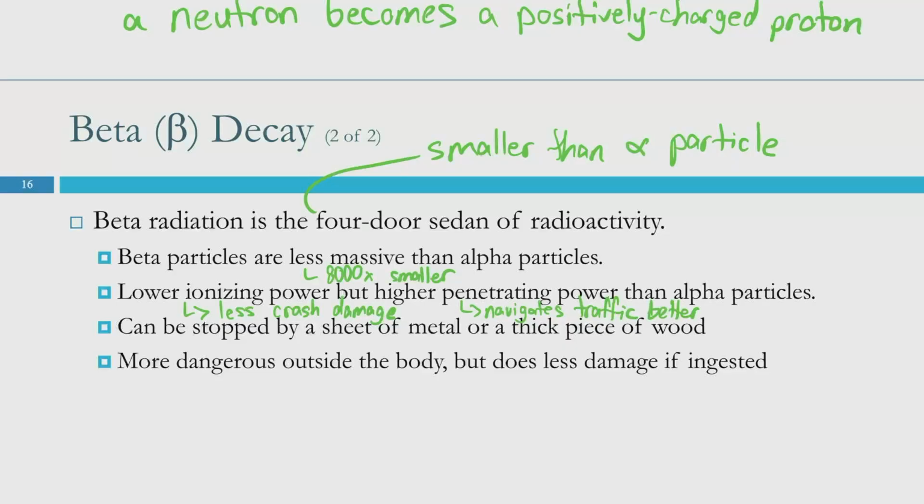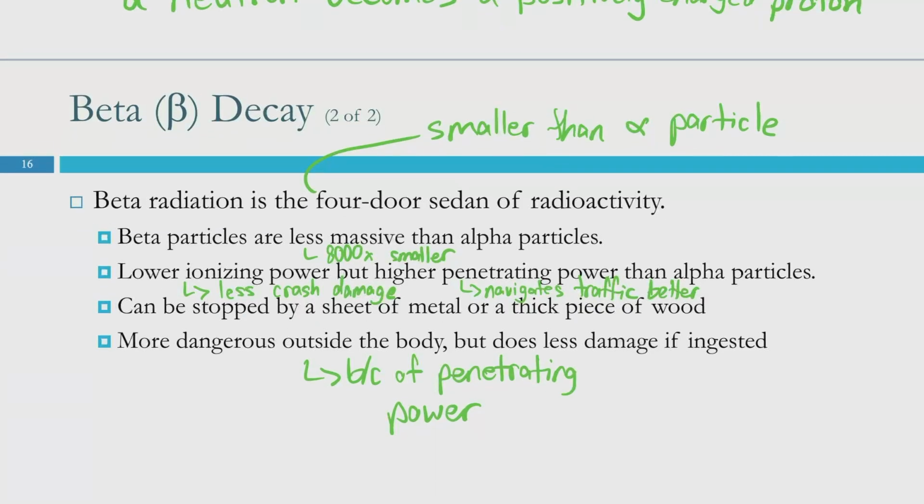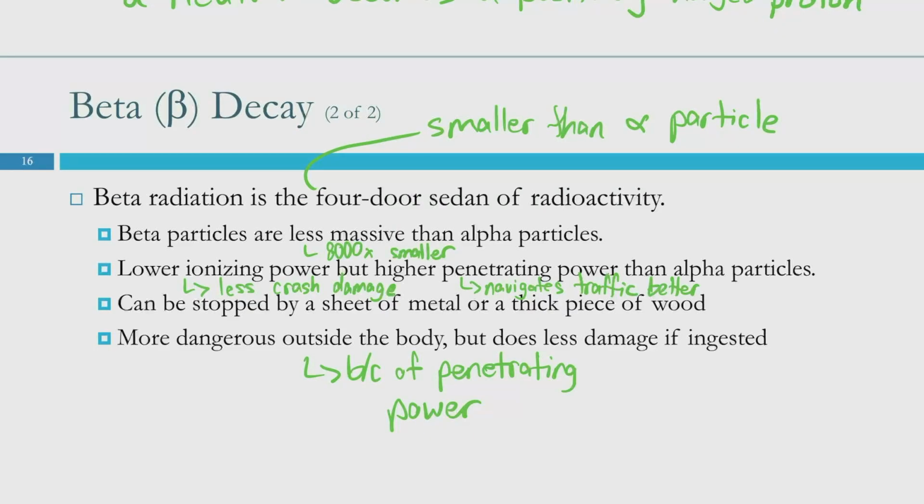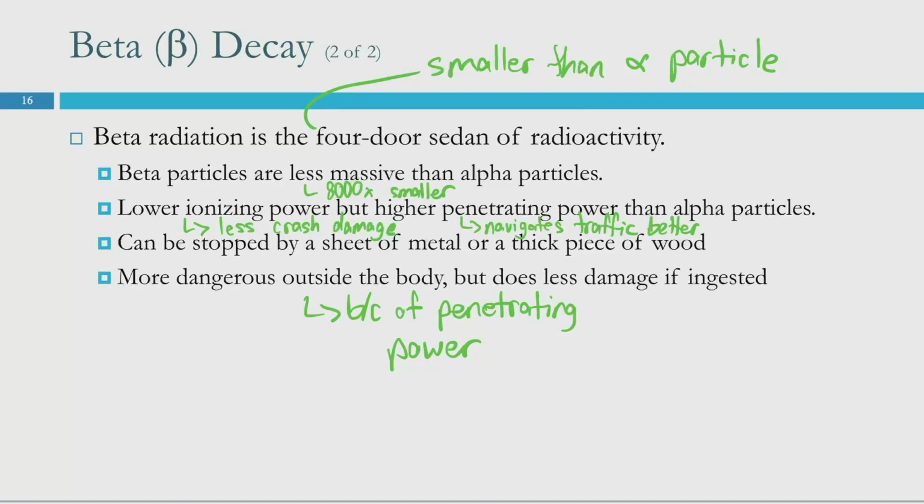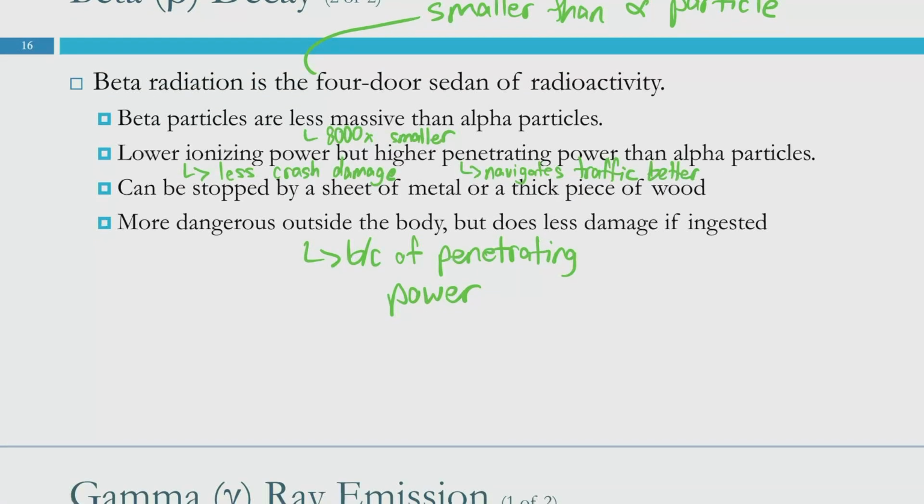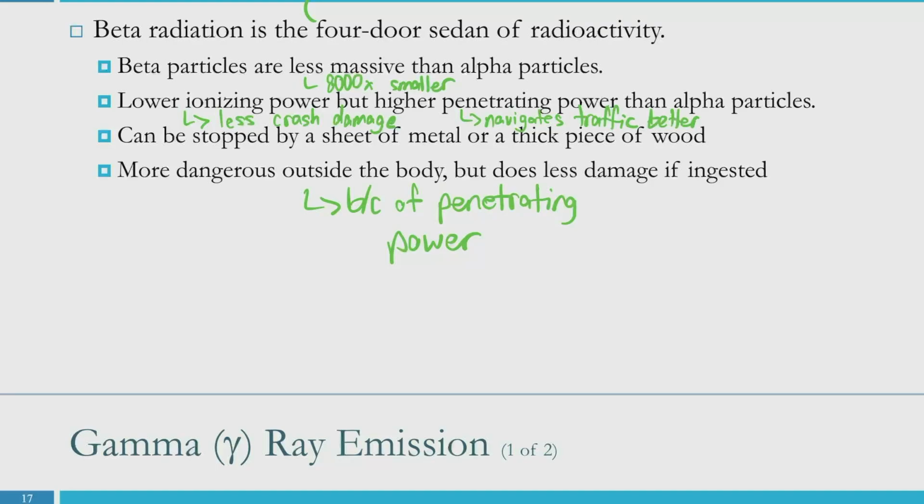This makes beta decay a little bit more dangerous if it's outside the body, because it's more likely to pass through your skin without getting stopped and get in and damage your sensitive inside bits. But if you ingest it, because it does less ionizing damage, or it has less ionizing power, it's going to do less damage compared to alpha decay. So not as big of a deal if you have it inside of you. Still not great, but not as bad.